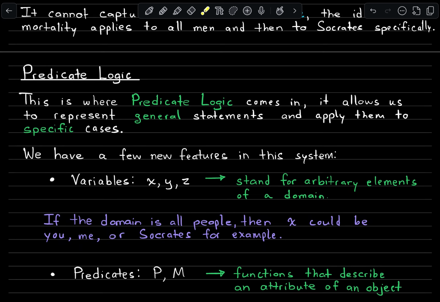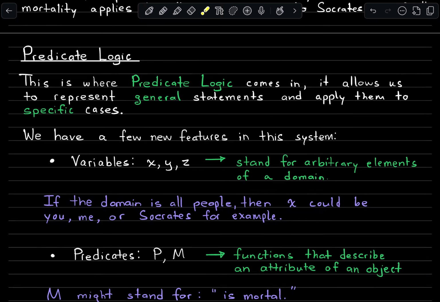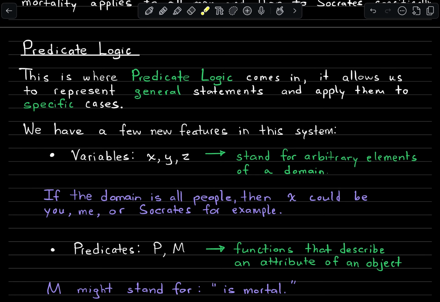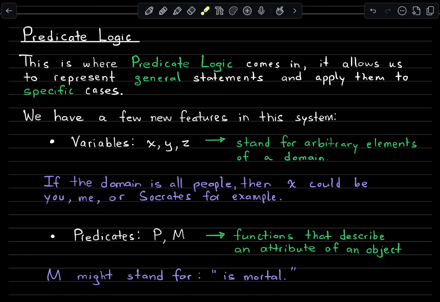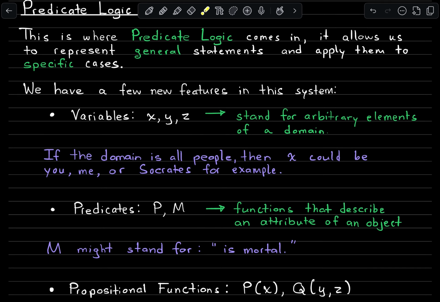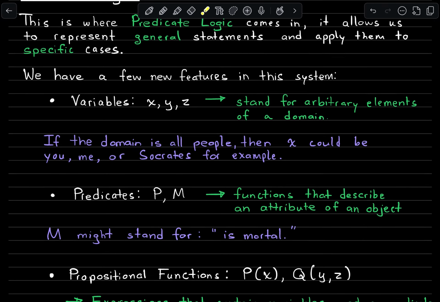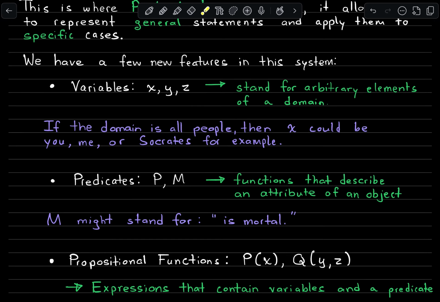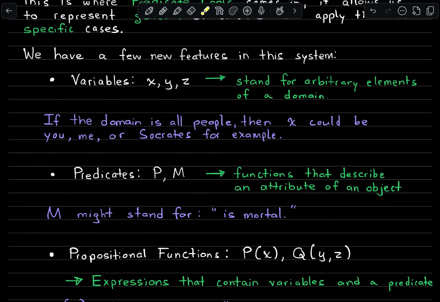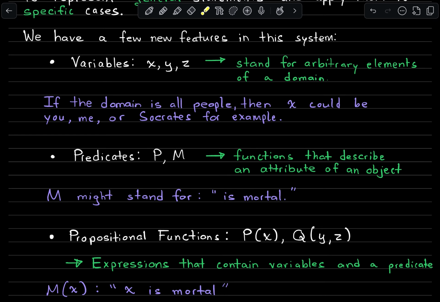So x is just any person, and then we can have a specific instance of that. Then we've got predicates, for example, P and M. These are functions that describe an attribute of that object or element of a domain. M might stand for something like is mortal. We can put those variables and predicates together as propositional functions. We'll get P of x or Q of y and z, something like this. Propositional functions are expressions that contain variables and a predicate together simultaneously.